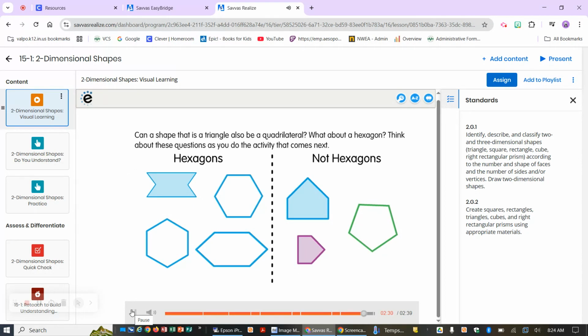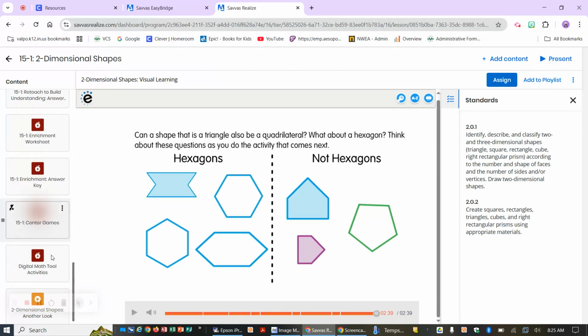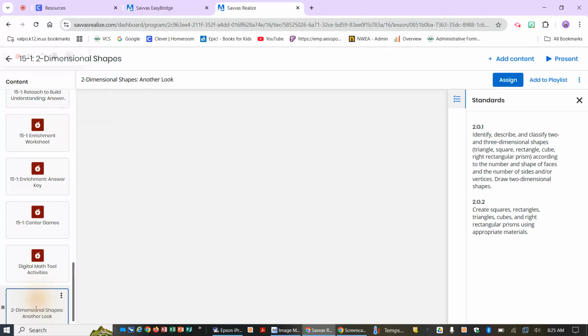Can a shape that is a triangle also be a quadrilateral? What about a hexagon? Think about these questions as you do the activity that comes next. All right, we are going to jump over to our other video for an extra look, and then we will move into our math books.